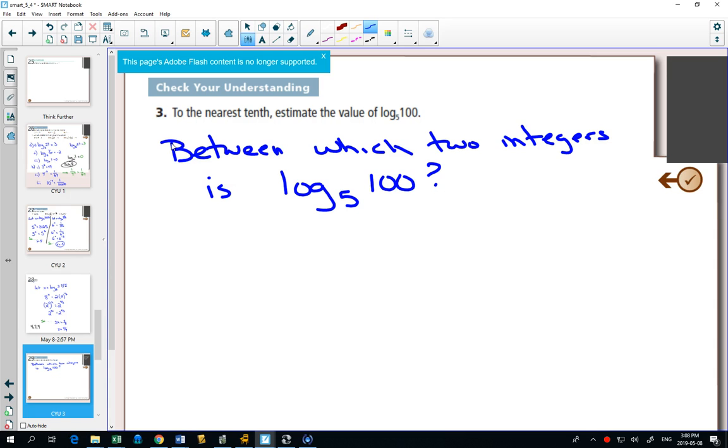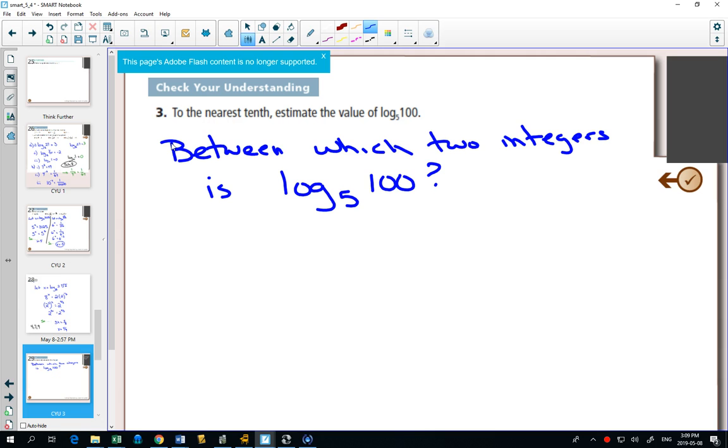First of all, you need to know what integers mean. So we have to go back to our numbers from grade 9 to remember what the word integer means. Integers are positive and negative whole numbers. So it could have also asked between which two whole numbers, because the answer is going to be positive here. So is log 5 of 100 between 1 and 2? Is it between 2 and 3? Between 3 and 4? 4 and 5? 5 and 6? 80 and 81?